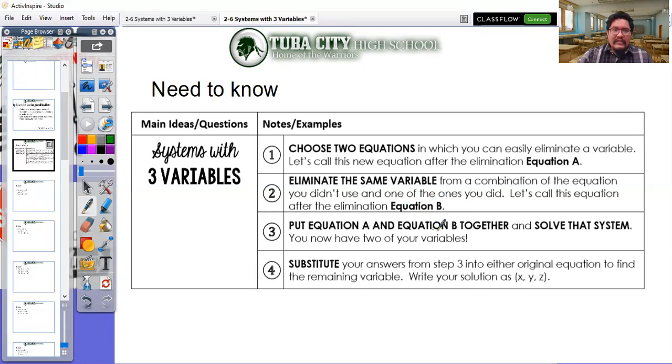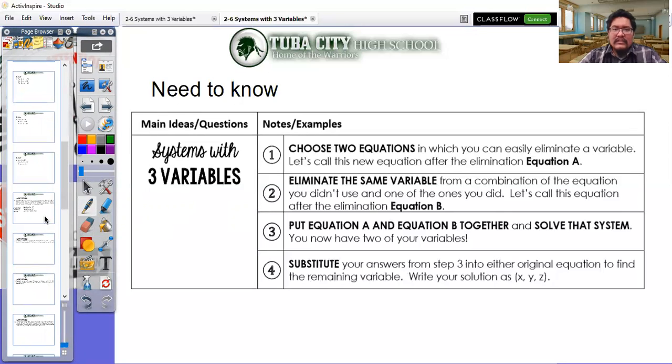Take your equations A and B, and then you should be able to eliminate 1 more, so that you'll have 1 variable. Take that 1 variable, plug it into one of the other ones that you've used, and that should give you 2 of them. Then take those 2, plug them back into one of the original equations, and that should get you all 3 of your variables. And write your solution as an ordered triple. It's like an ordered pair, but instead of just X and Y, this one also includes Z.